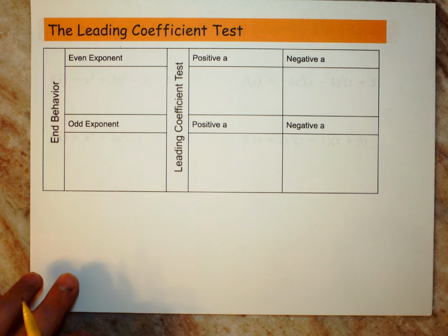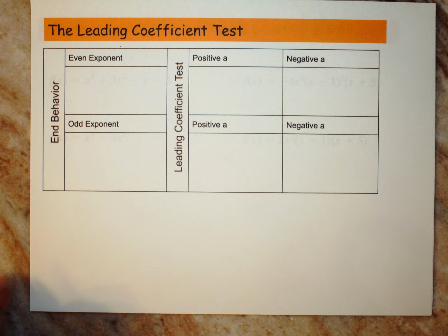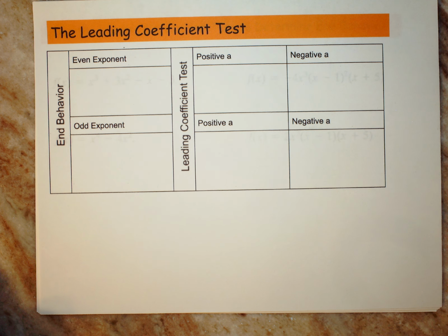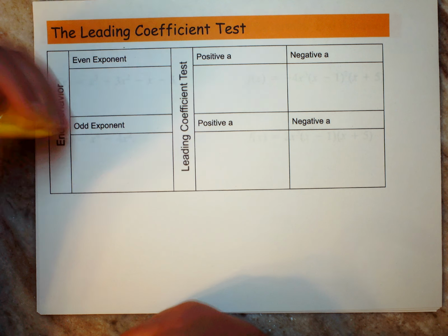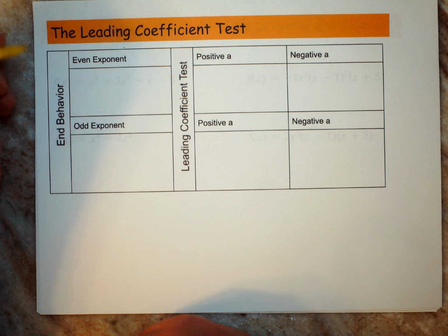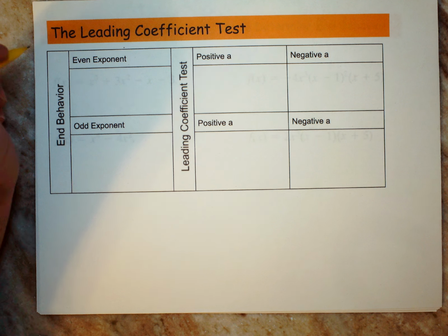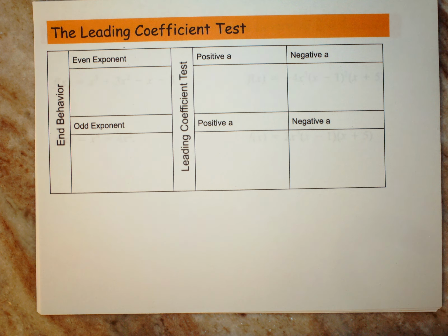The first thing we're going to talk about is the leading coefficient test. We use the leading coefficient test of a polynomial to determine its end behavior. That means, is it going to rise left, rise right, fall left, fall right? We can just look at the leading coefficient. That's going to be the first term with the highest exponent. It doesn't have to be the first, but it's the one with the highest exponent.